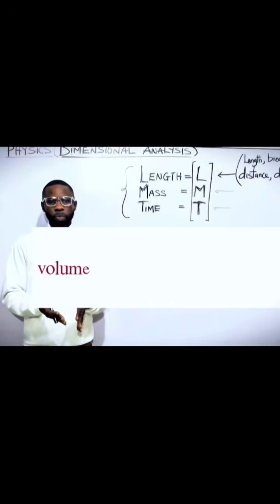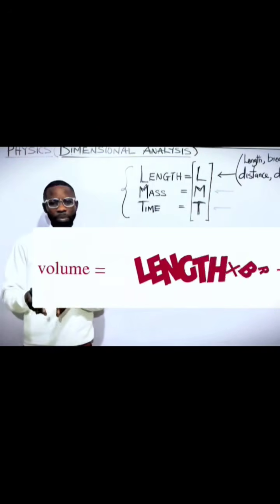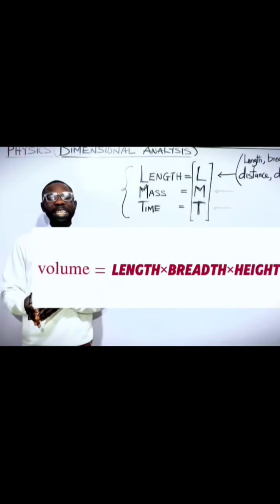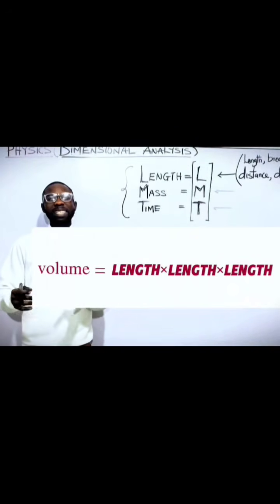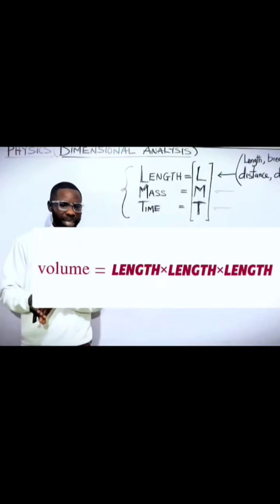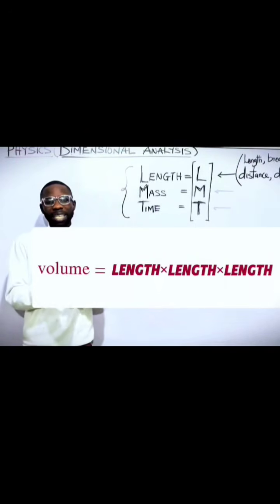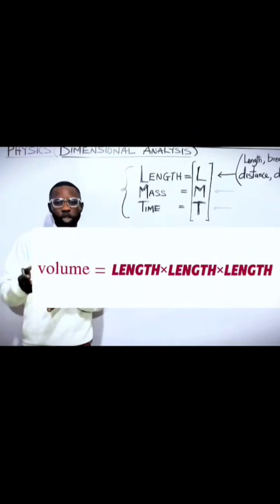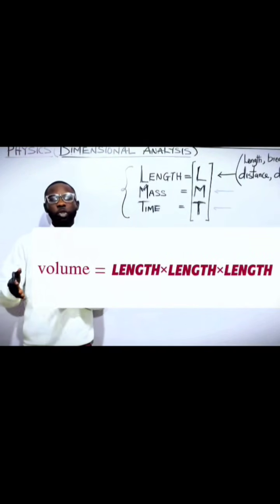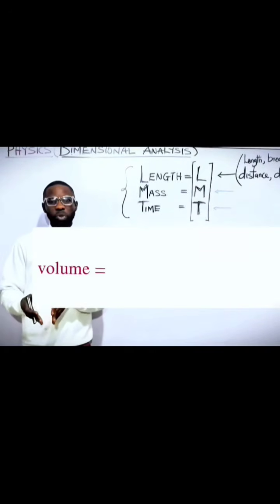Take for instance volume. Volume is length times breadth times height. But anything that has to do with length, breadth, and height, we are all replacing them with length, since distance, displacement, length, breadth, and height all have to do with length. So for volume, we're having length times breadth times height. We can change them to length times length times length. That gives us length cubed. But since we are looking for the dimension of volume, it is L times L times L. Volume gives us L cubed.